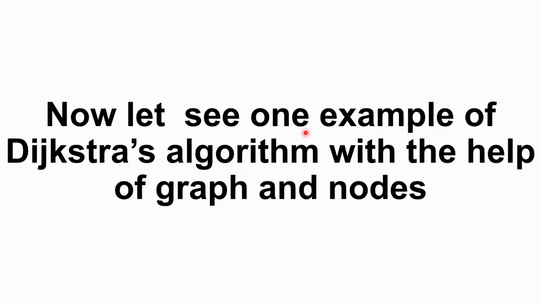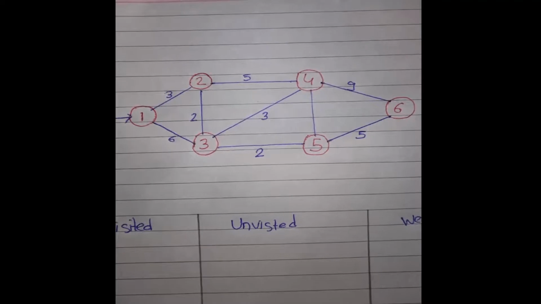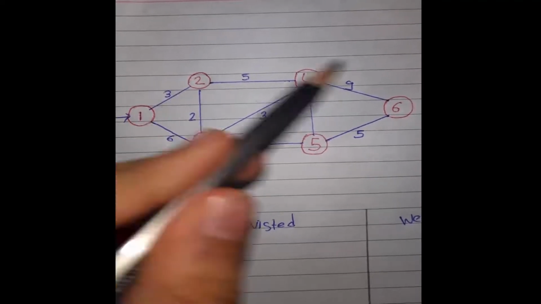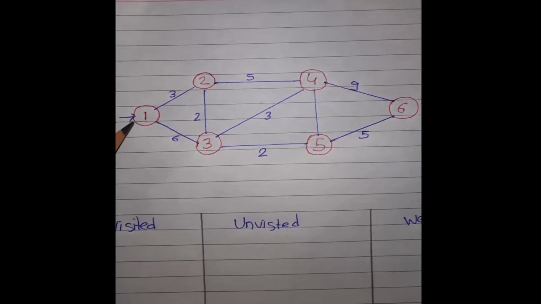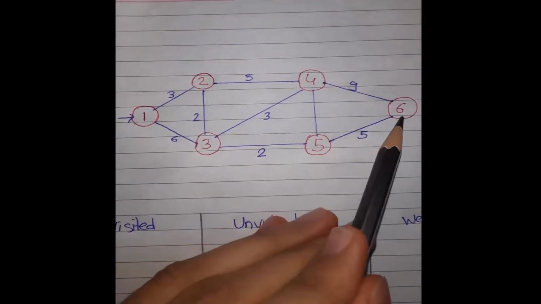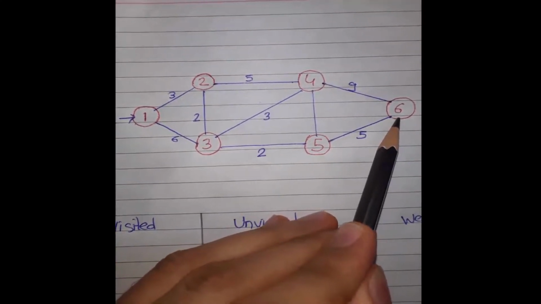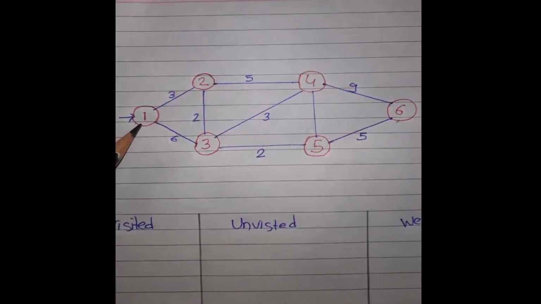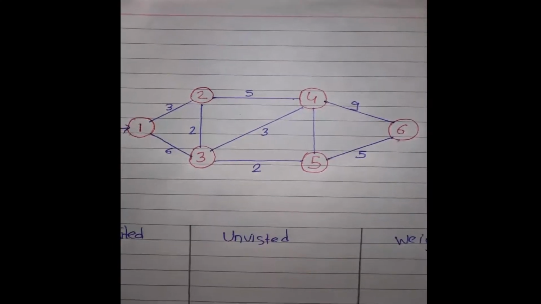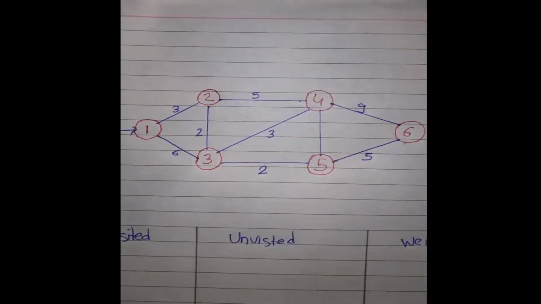Now let's see one example of Dijkstra's algorithm with the help of a graph and nodes. So this is our example. This is an undirected graph where the source node is 1, which is the starting node, and our destination is 6. So we are going to find the shortest distance from 1 to 6. Here we are taking the example of an undirected graph. We can do Dijkstra's algorithm for a directed graph also.